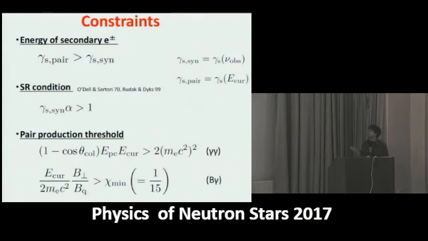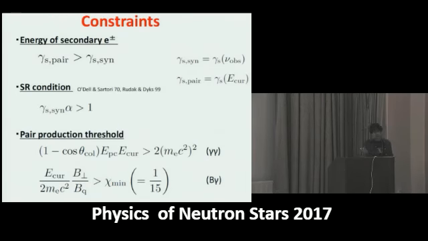In our synchrotron model, there are some constraints on the emission region. First is the energy condition. The particle energy determined by the high energy photon has to be larger than the energy of the synchrotron emitting particle determined by the observed frequency.